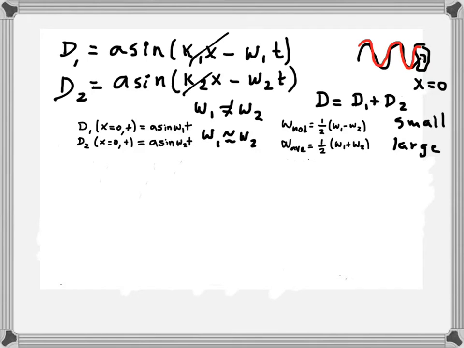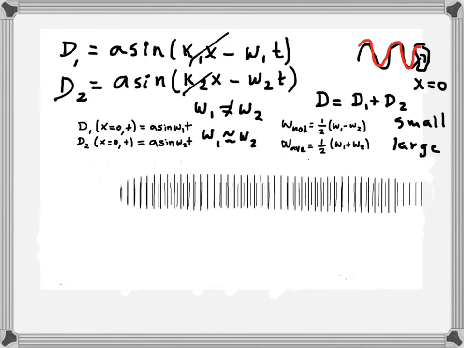The difference is very small. And because the two omegas are similar, this number, the average omega, is a large number. At least compared to omega modulation, omega average is a large number. So again, the equivalent of what's happening here is the visual representation of the beats that I already showed you.